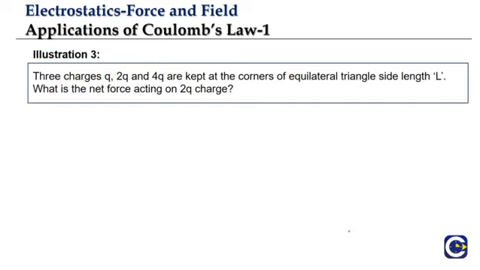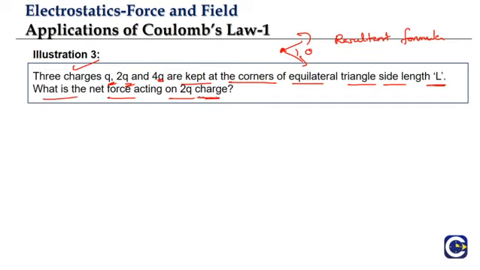Now we'll have a problem based on the second type. The second type is when we have two forces with some angle between them. So here we will be using the resultant formula. The resultant formula will be root of f1 square plus f2 square plus 2f1 f2 cos theta. Three charges q, 2q and 4q are kept at the corners of an equilateral triangle of side length L. What is the net force acting on 2q charge?